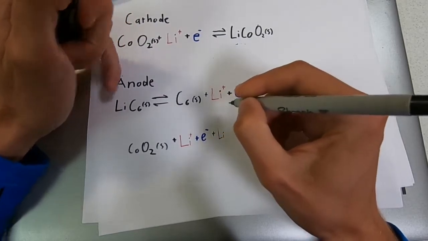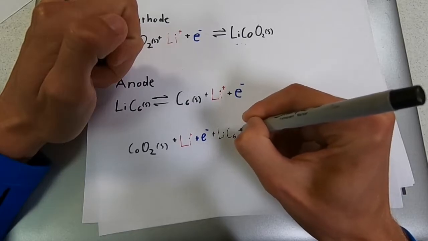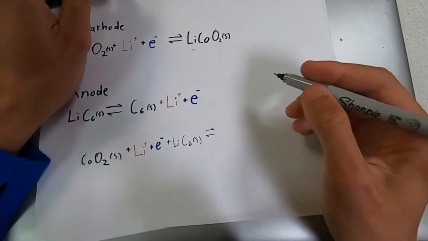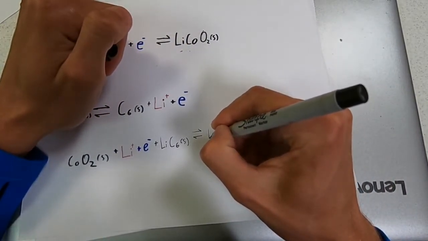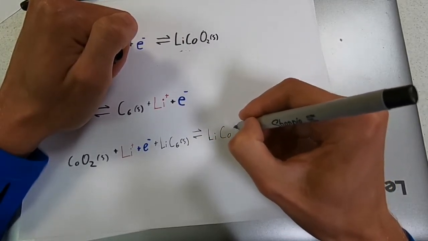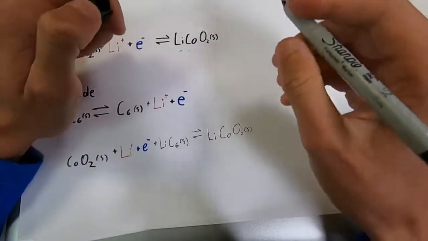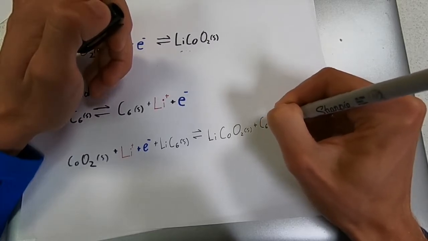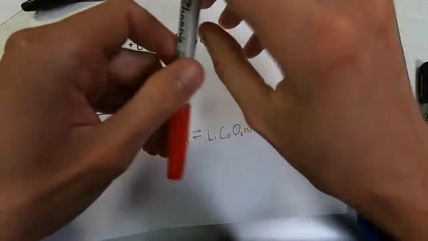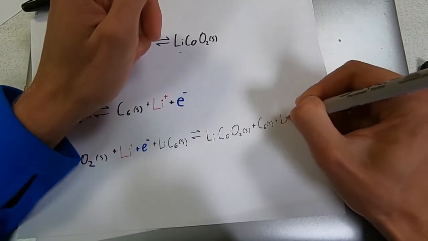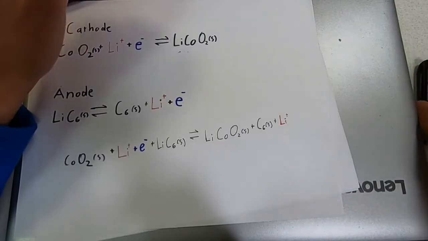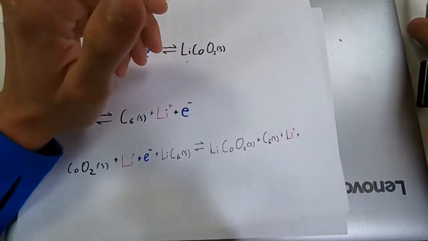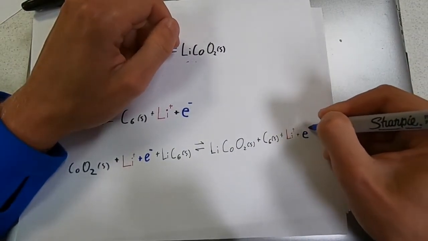Plus our lithium graphite combination. Which is going to result in the lithium cobalt oxide plus our graphite plus lithium ion plus an electron. Okay.